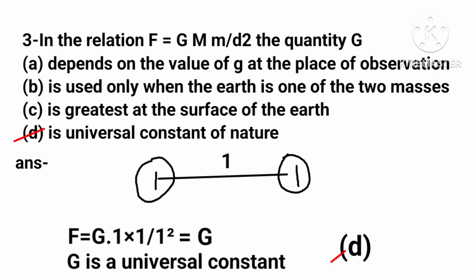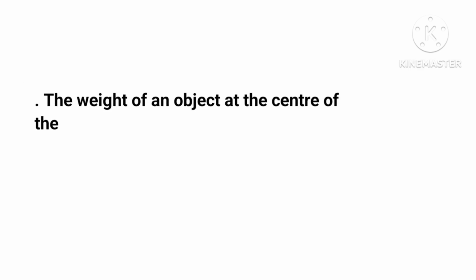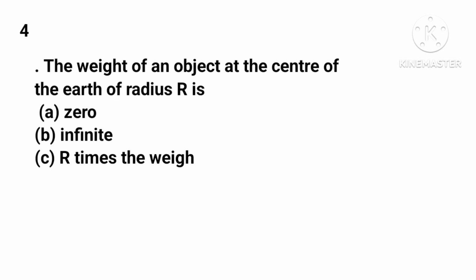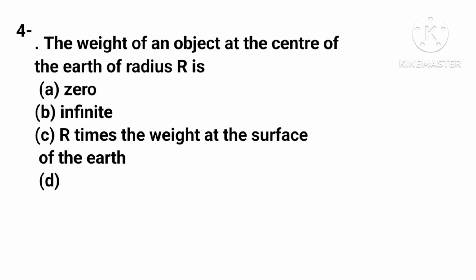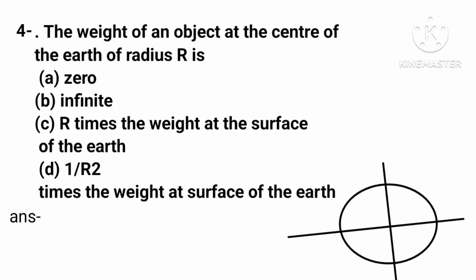Answer is D. 5. The weight of an object at the center of the Earth of radius r is: a. 0, b. infinite, c. r times the weight at the surface of the Earth, d. 1 upon r square times the weight at surface of the Earth. As we know weight of object W equals mg, and since g at the center of Earth is 0, hence W equals 0. Weight of object is 0. Answer is A.